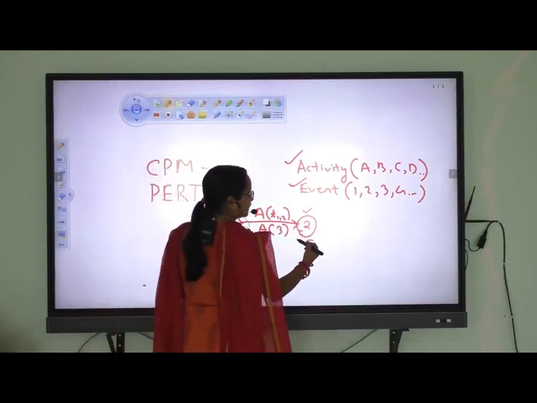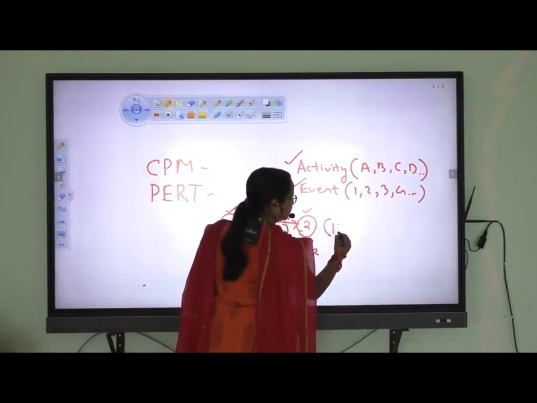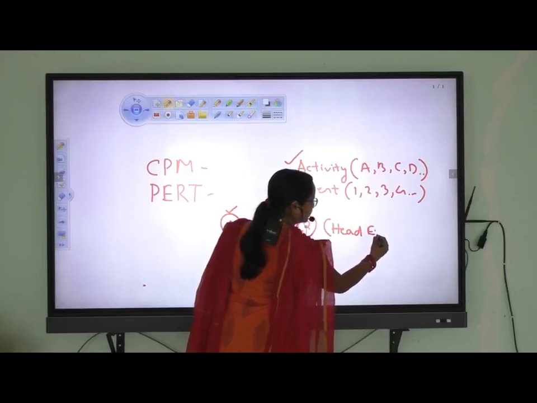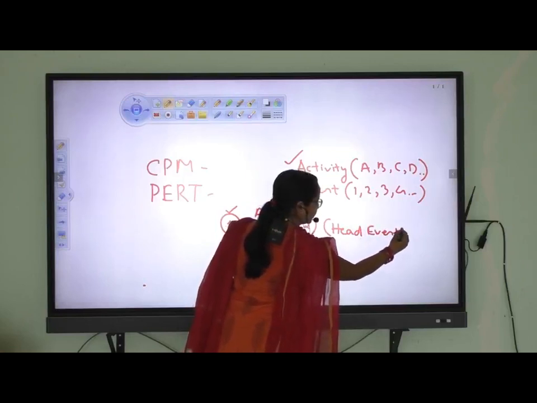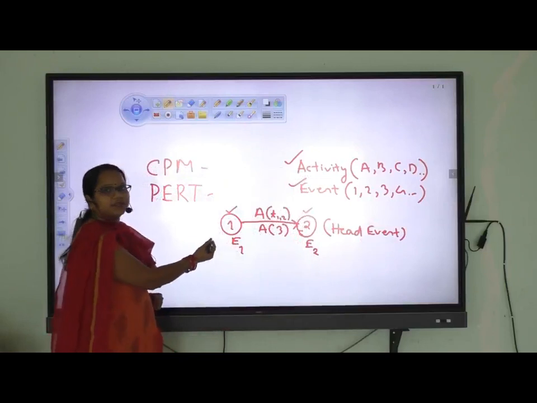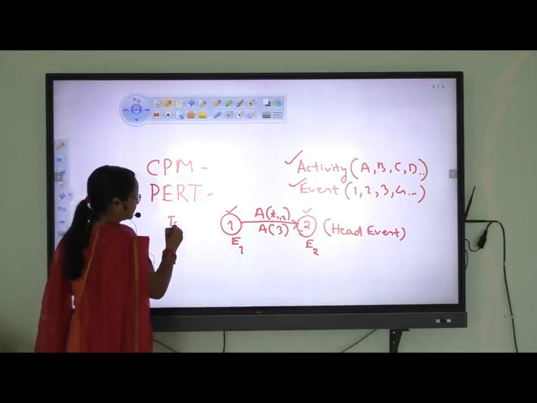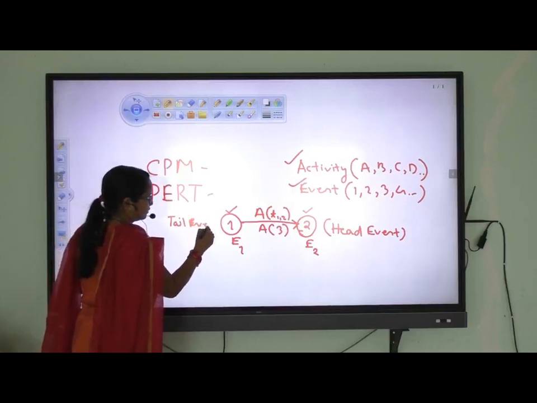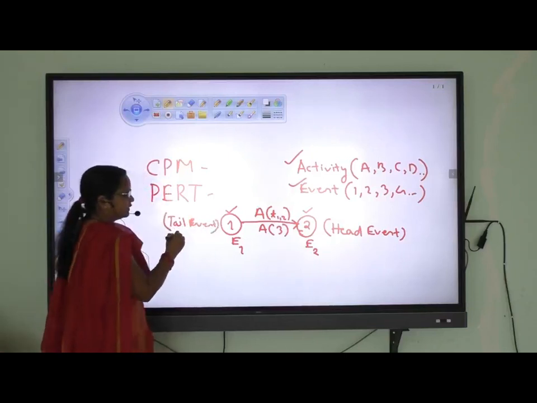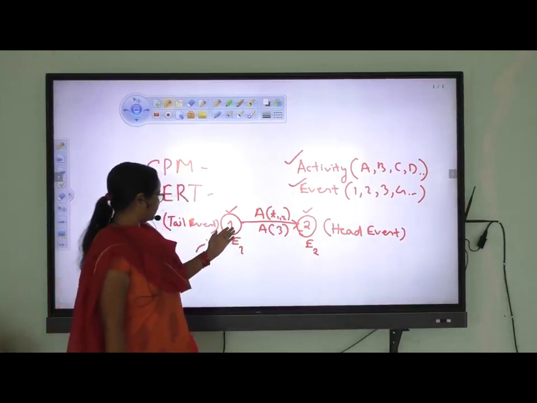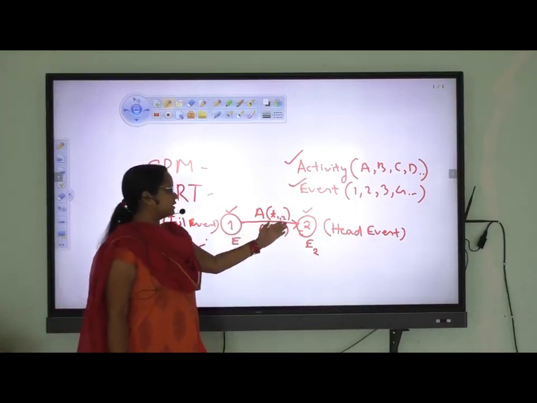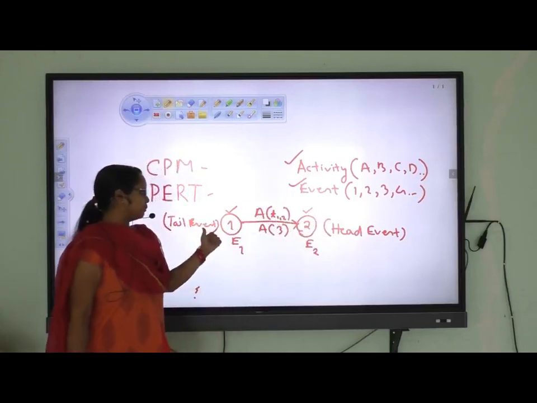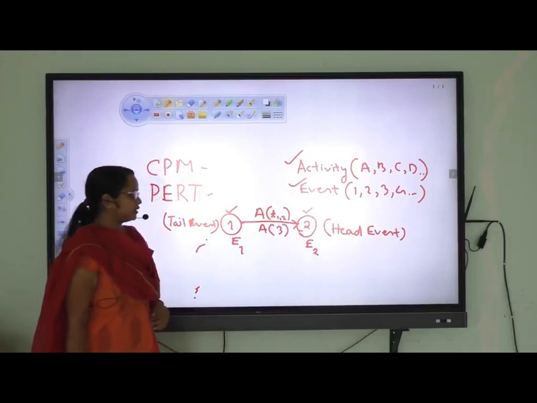So E2 is known as the head event, or event 1 is known as the tail event. The name comes from the arrow, meaning the arrowhead event is known as the head event and the back event is the tail event.